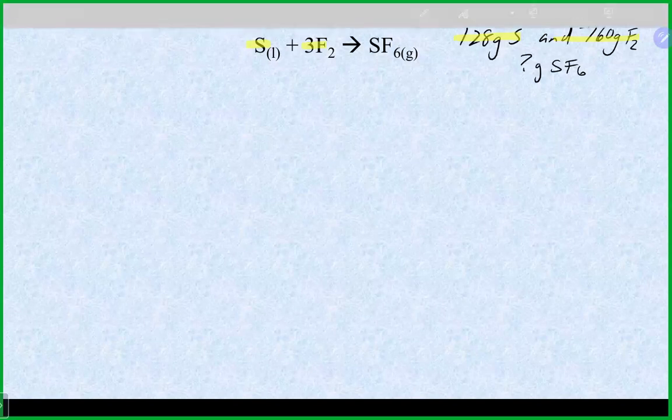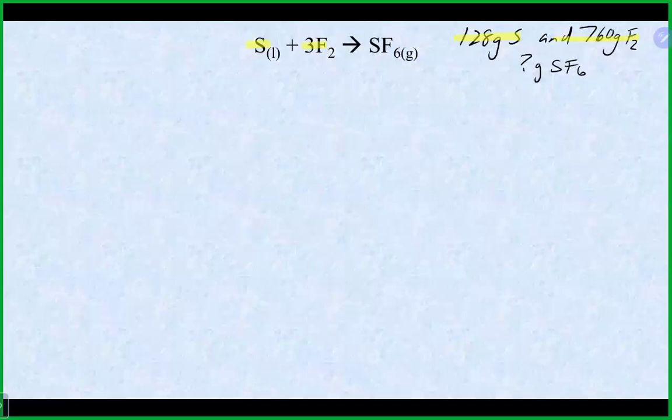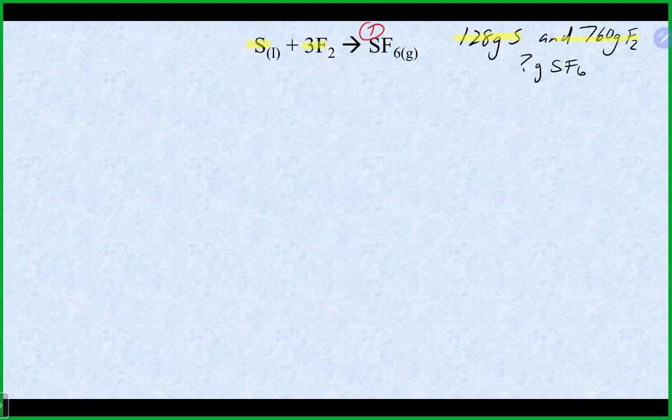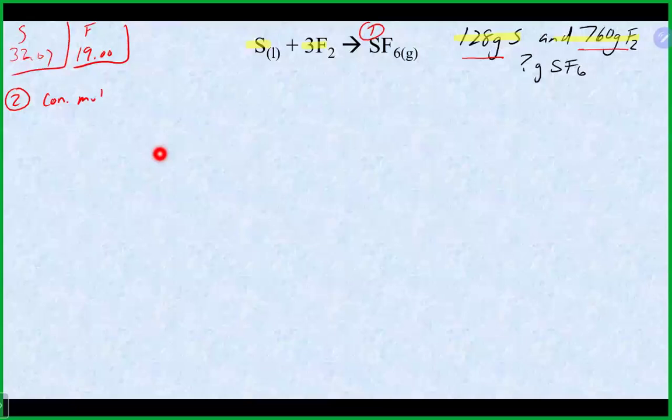So how am I going to start this problem? Well, frankly, I'm just going to follow, like I said, the steps we've been doing. I'm going to balance the equation, which was already done for me, so I don't have to do too much. In this particular case, I do need to convert both of these values into moles. So just like we did before, we're going to use the molar mass to do that. So again, sulfur on the periodic table, 32.07. And fluorine is 19. So step number 2, we're going to convert to moles, just like we've done before. And we're going to convert both of those into moles.